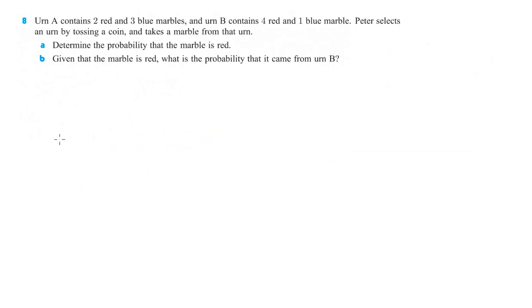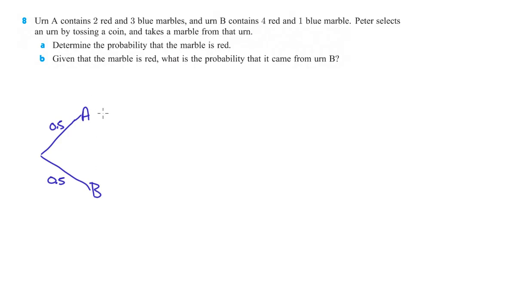So here's what I'm going to do. You can do this several different ways. I'm going to do it with a tree diagram. So it says that Peter selects an urn by tossing a coin and then takes a marble from that urn. So let's say that if he tosses heads, he's going to choose urn A. And if he tosses tails, he's going to choose urn B. So the probability that he chooses A is 0.5 because it's a 50-50 chance that you'll get heads, and that means a 0.5 chance that he'll choose urn B.